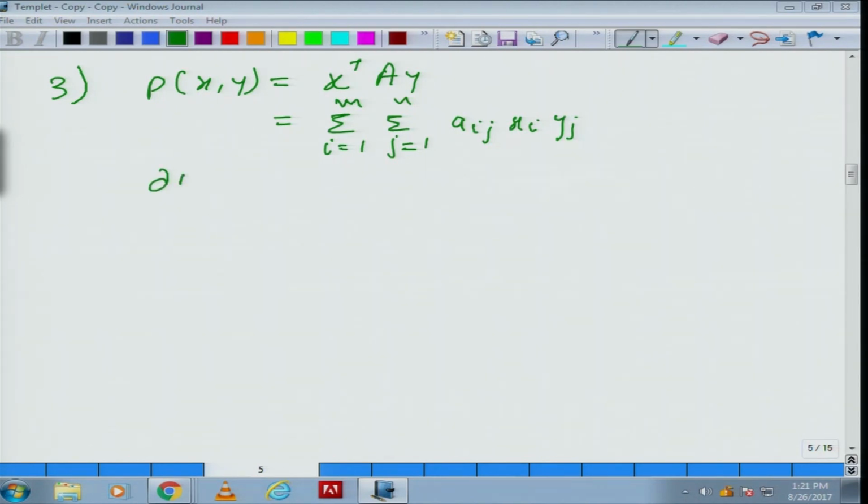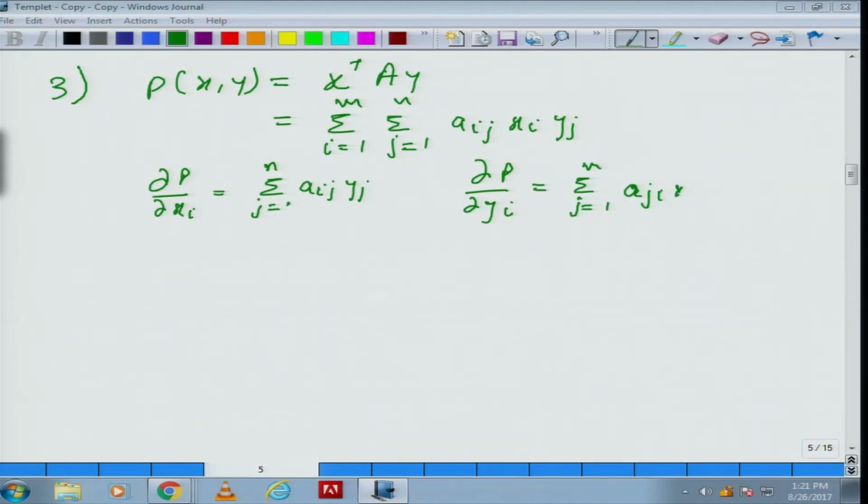Now for the first part we simply have to differentiate it. We need to find del P by del Xi. On simple differentiation you will easily get it to be the sum over j equal to 1 to n of Aij Yj. There is nothing very difficult in this, and similarly you will get del P by del Yi to be equal to the sum over j equal to 1 to m of Aji Xj.